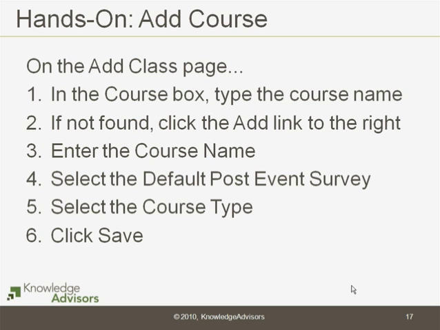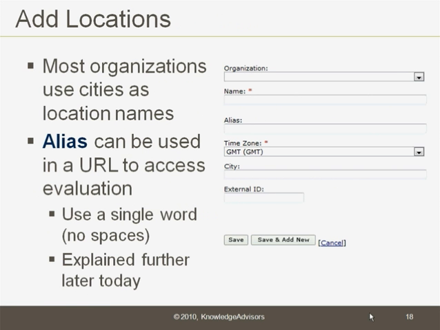The next item that you'll have to define that will be specific to your organization is locations. Most organizations use city name as location, and the alias, which you'll be prompted to fill in when you add a new location, can be used in a URL for students to access evaluations. We're going to talk about that a little bit further in the session, but just know that this is something that will feed into the evaluation collection process down the road.